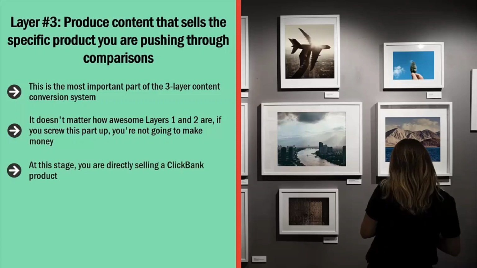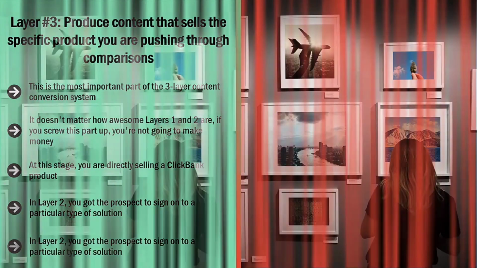Now, what makes this very effective is that you're not blatant about it. In layer 2, you got the prospect to sign on to a particular type of solution. They're not going to click through to layer 3 if they do not agree with you that a certain category of options is the best for them. They would stay on layer 2 and move on. Do you understand me? The fact that they click through means you have convinced them, at some level or another, that this category of options makes the best sense in their situation. So they click through, and then what do they see?